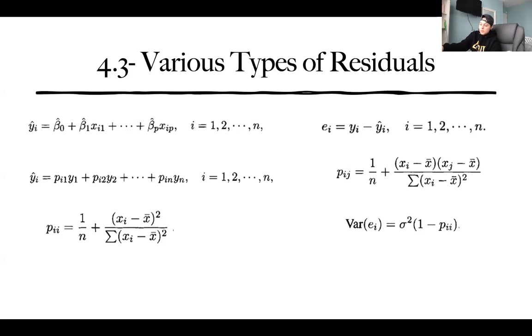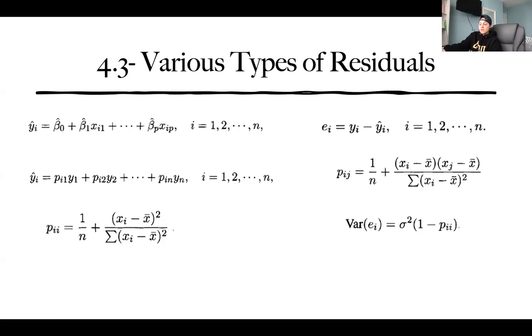We're going to obtain our fitted values from this equation right here in the top left, which is y sub i hat, which equals beta sub 0 hat plus beta sub 1 hat times x sub i1, all the way up to our beta sub p hat times our x sub ip. And this will have corresponding ordinary least squares residuals of e sub i, which equals y sub i minus y sub i hat.